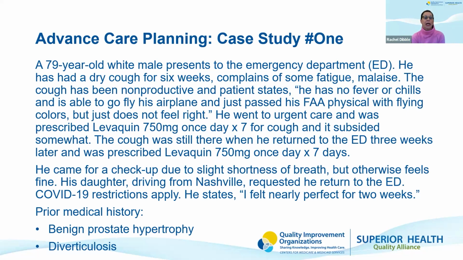So he went to urgent care and was prescribed Levaquin 750 once a day for 7 days for cough, which was interesting, an antibiotic for cough. It subsided somewhat, so maybe there was a little bronchitis or pneumonia. The cough was still there when he returned to the ED 3 weeks later and was prescribed Levaquin again, once a day, 7 days.